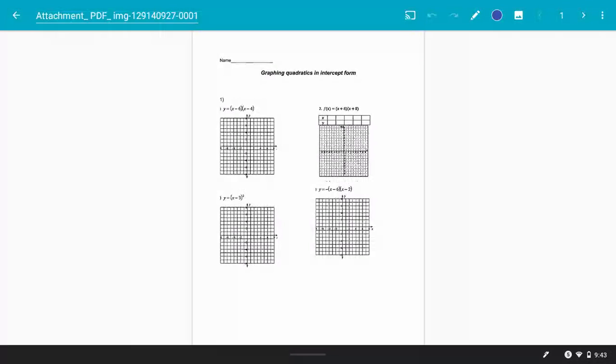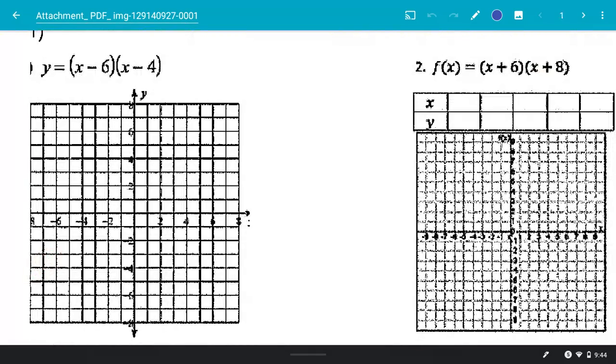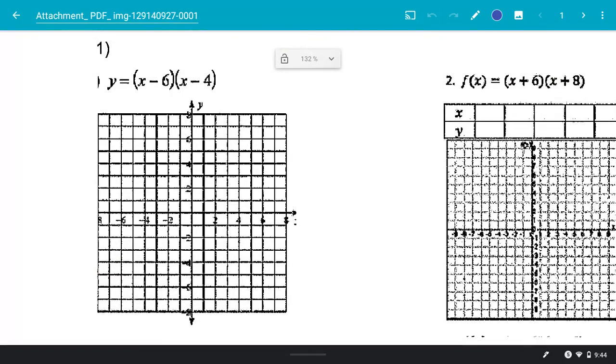We are graphing quadratics in intercept form. It's called intercept form, also known as factored form. As a quick refresher, that is y equals a times x minus p times x minus q, where p and q are your x-intercepts or your zeros or your solutions.